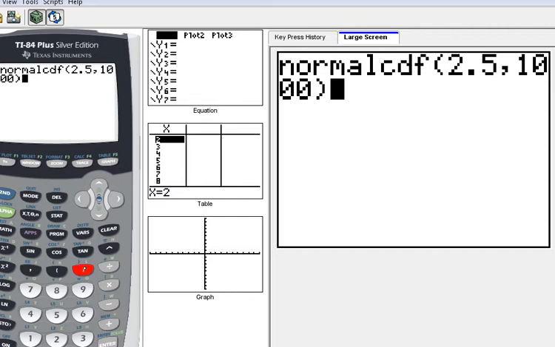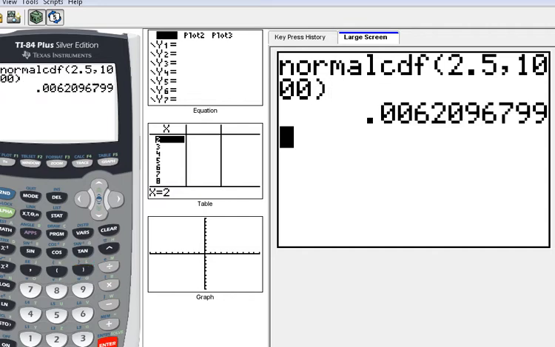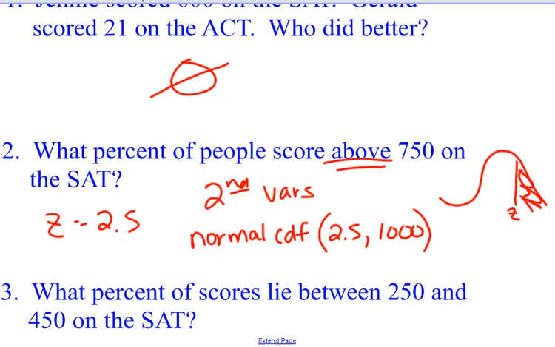Okay, I'm going to close that parenthesis and I'm going to hit enter. I get 0.0062. So now 0.0062 is the decimal. Look at your answer we got for number 2. We put it in percent form, right? So we have to transfer to a percent. So the percent for that would be 0.62%.